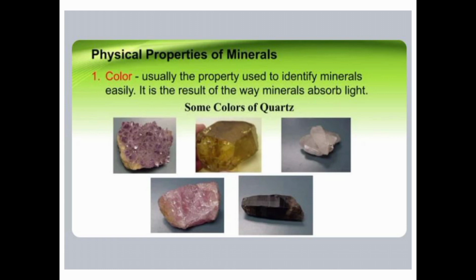Minerals are colored because certain wavelengths of incident light are absorbed, and the color we perceive is produced by the remaining wavelengths that were not absorbed. Some minerals are colorless. This means that more of the incident light has been absorbed. So color is usually the property used to identify minerals easily. It is the result of the way minerals absorb light.